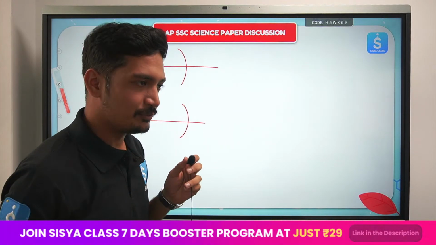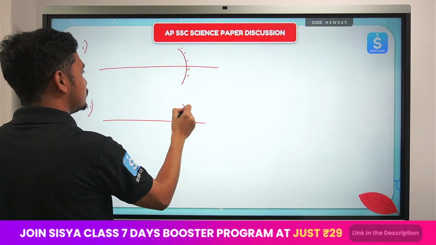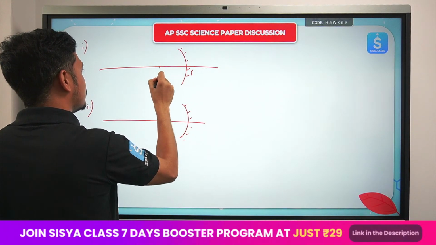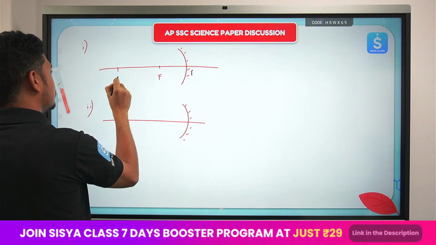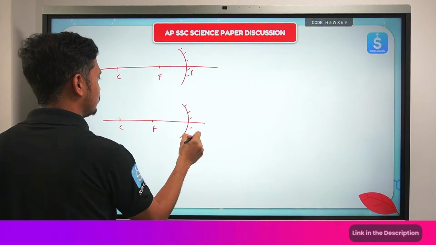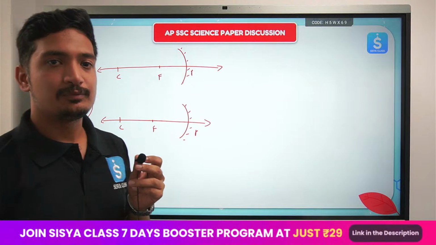Here I'll be doing it freehand. Make sure that you show this coating notation so that it is fixed that this is a concave mirror. Focus, then we have center of curvature, then focus, and then pole. The lines will be created. So this is the basic ray diagram for a concave mirror.